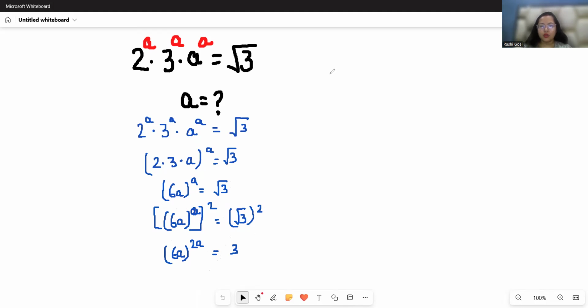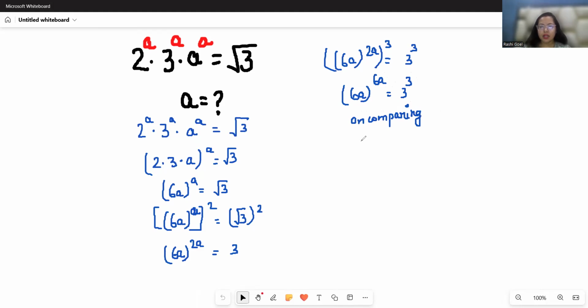Now, if I'll cube both sides, so it becomes 6a power 6a equal 3 power 3. Now, on comparing both sides, 6a equal 3. So a equal 3 by 6, that is a equal 1 by 2.